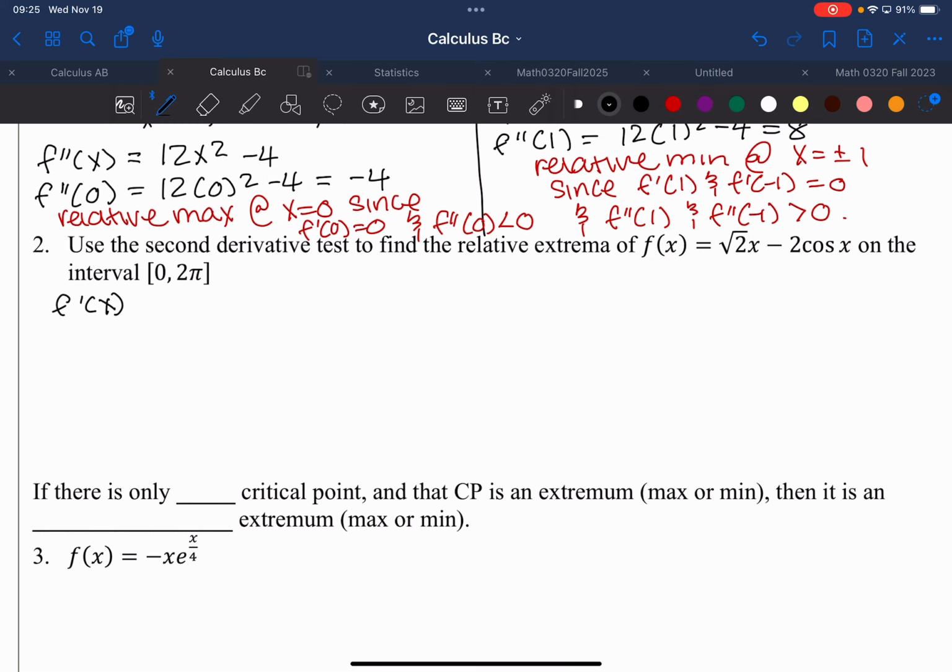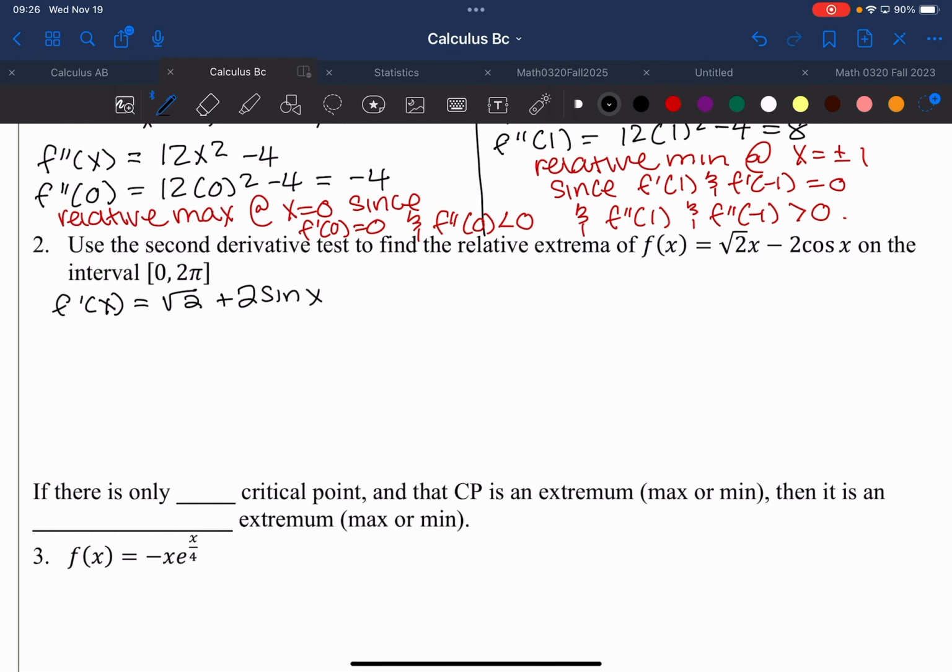Okay, so remember, let's see. Okay, so what would be my first derivative? Square root of 2. And the next term? Plus 2 sine x. Oops. Okay, plus, because the derivative of cosine is negative sine, so that negative and negative became positive.